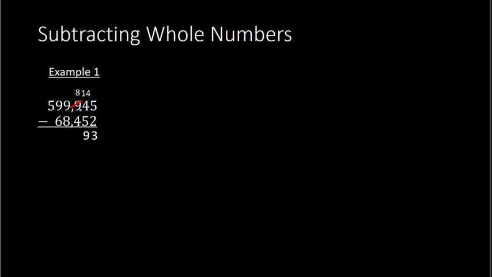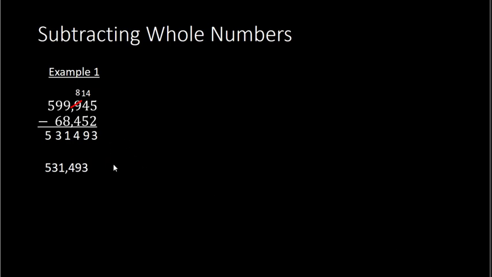So now, for the hundreds place, we have 8 minus 4, which would give me 4. And then the thousands place, we do 9 minus 8, that gives me 1. The 10,000s place, 9 minus 6 would give me 3. And then we have 5 minus 0, which would just be 5. So my answer, when I subtract, is going to be 531,493.